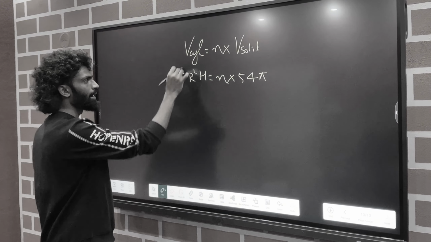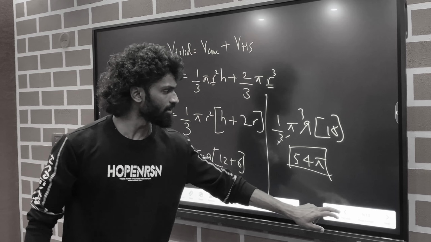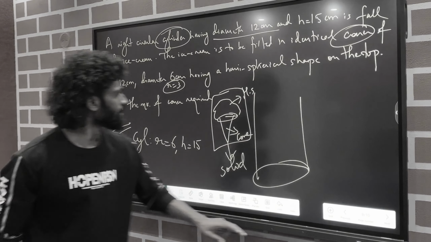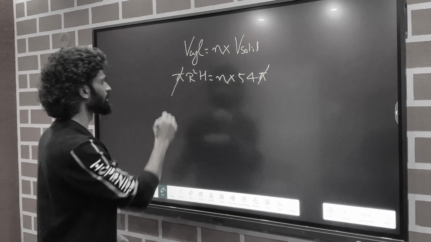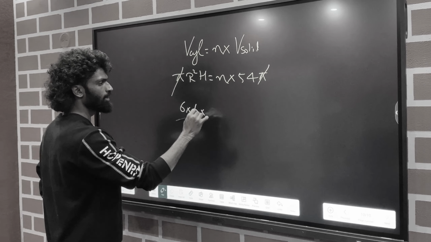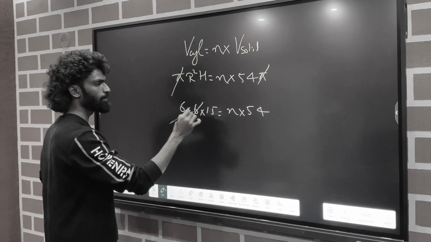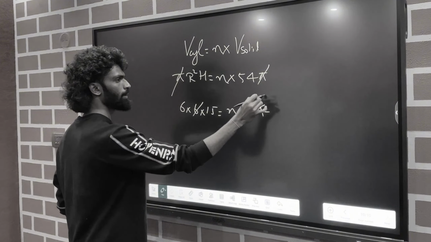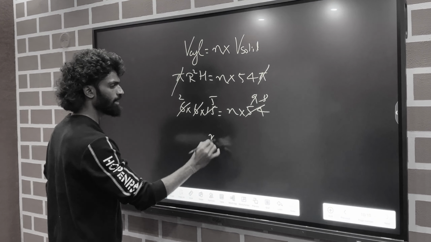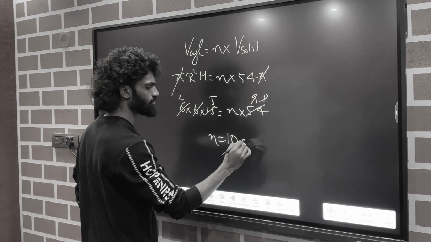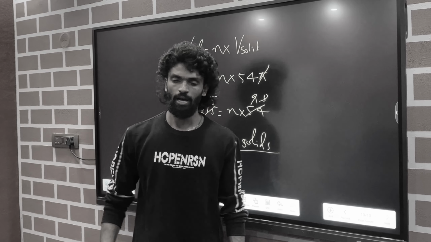Correct? Now, pi and the pi gets cancelled. This value of the r of cylinder and the h has to be checked out here. r is 6, h is 15. So 6 square into 15 equals N into 54. 6 times 1, 6 times 9, 3 times 3, 3 times 2, 3 times 5. So N will be equal to 10 cones, 10 solids. This is your answer. I'll see you in the next video.